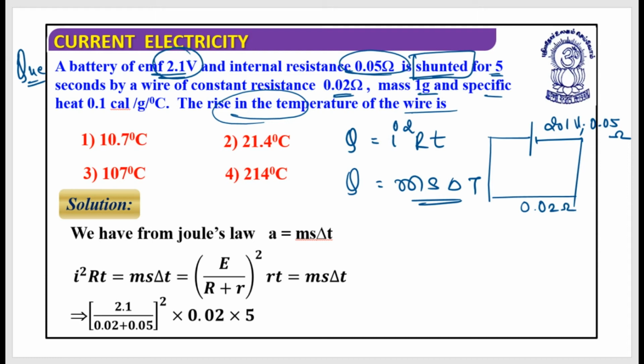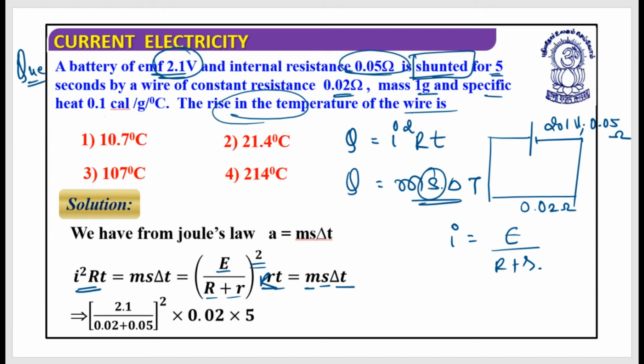So the current could be written as E divided by R plus r. Let's put up the values and try to get it done. This is I square R T. I can be written as E divided by R plus r, whole square, multiplied by R into T. That could be written as M into S into delta T. Yes, S is the specific heat capacity.